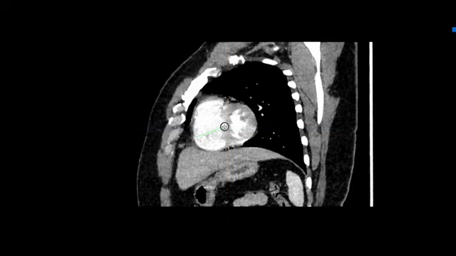This is the right ventricle, this is the left ventricle. Definitely the right ventricle is dilated. Normally LV should be rounded and wider, and RV should be concentric and narrower. But in this case, the relationship is reversed. So we say there is RV strain definitely in this patient.